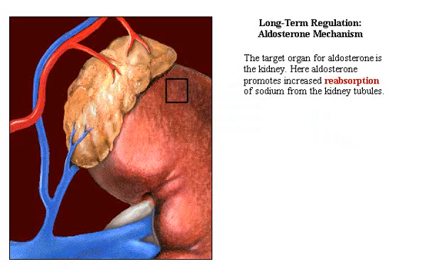The aldosterone mechanism is an important component of long-term blood pressure regulation. The target organ for aldosterone is the kidney. Here, aldosterone promotes increased reabsorption of sodium from the kidney tubules. Click in the black box to see a close-up view of the kidney.